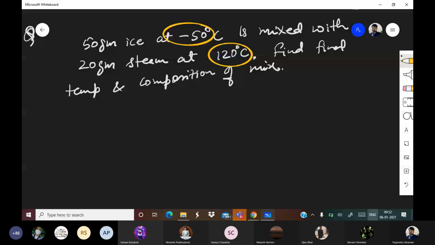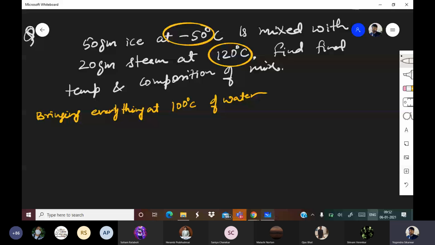So bringing everything at 100 degrees Celsius of water. Okay, so let us see what we need to spend.